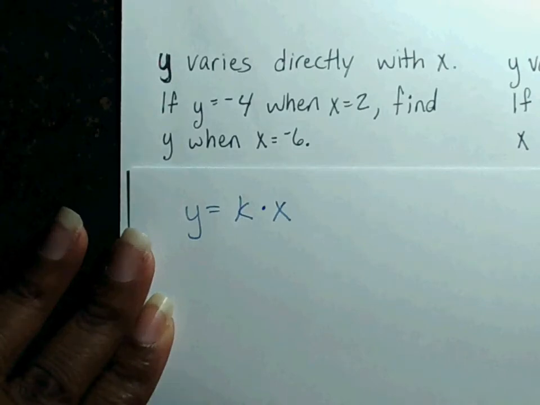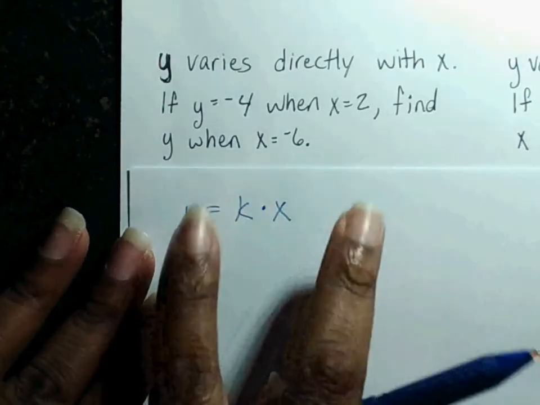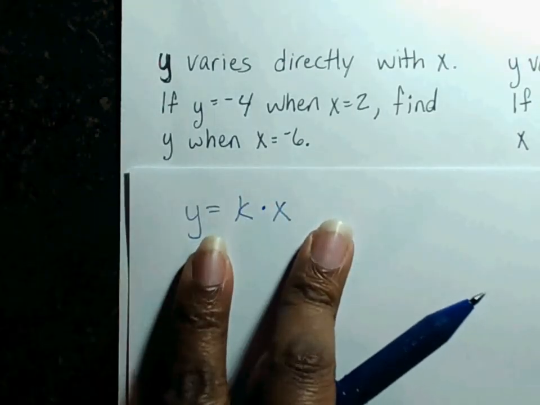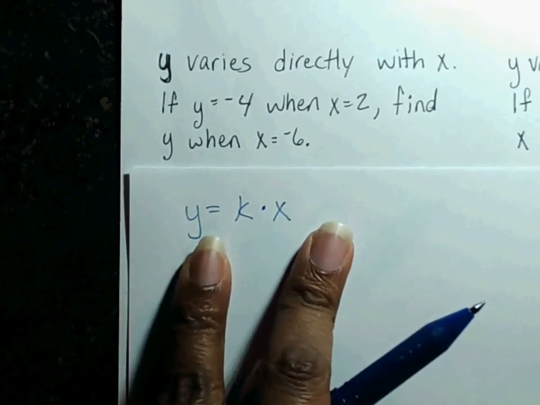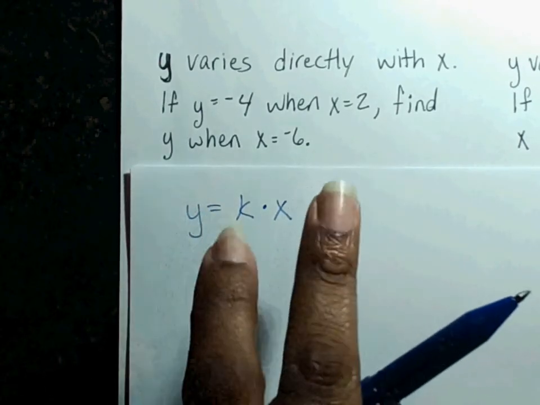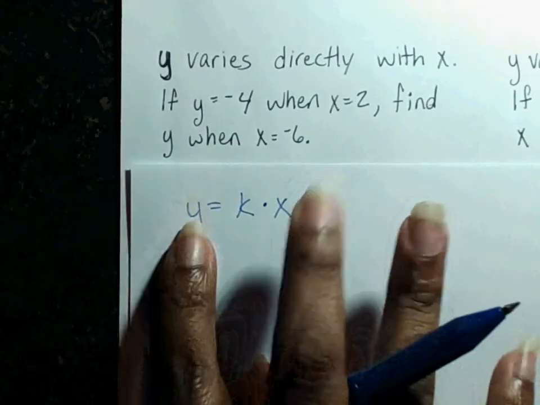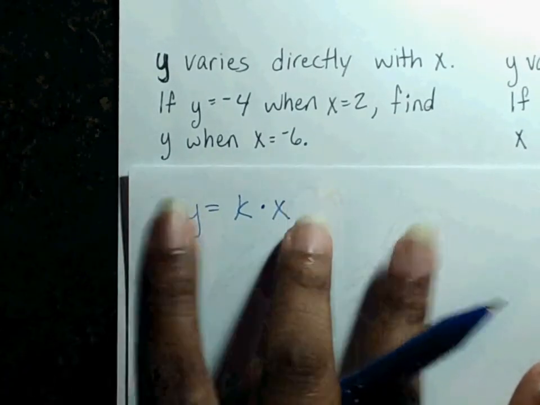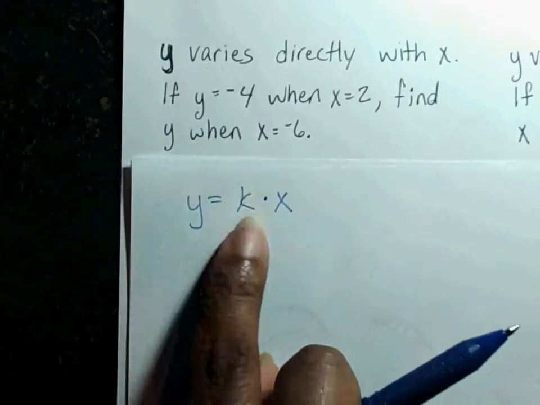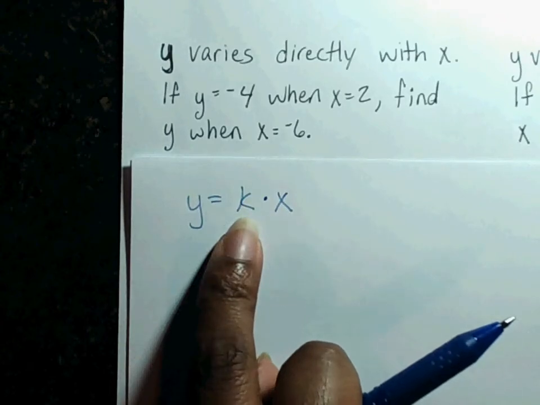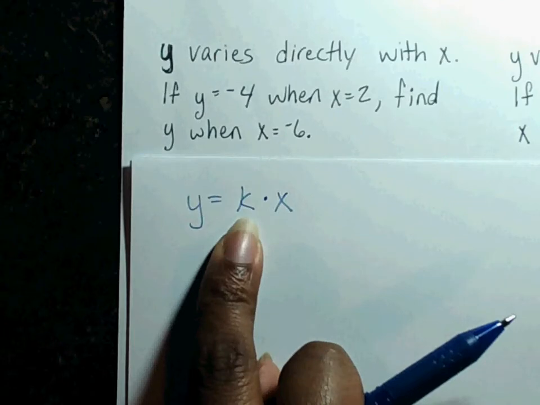Now, in the formulas, there's always an x and a y. There are going to be two variables. Sometimes it might be t and s. It doesn't matter. There's always going to be two variables that vary with each other, and there's always going to be this k. This k stands for the constant of variation.